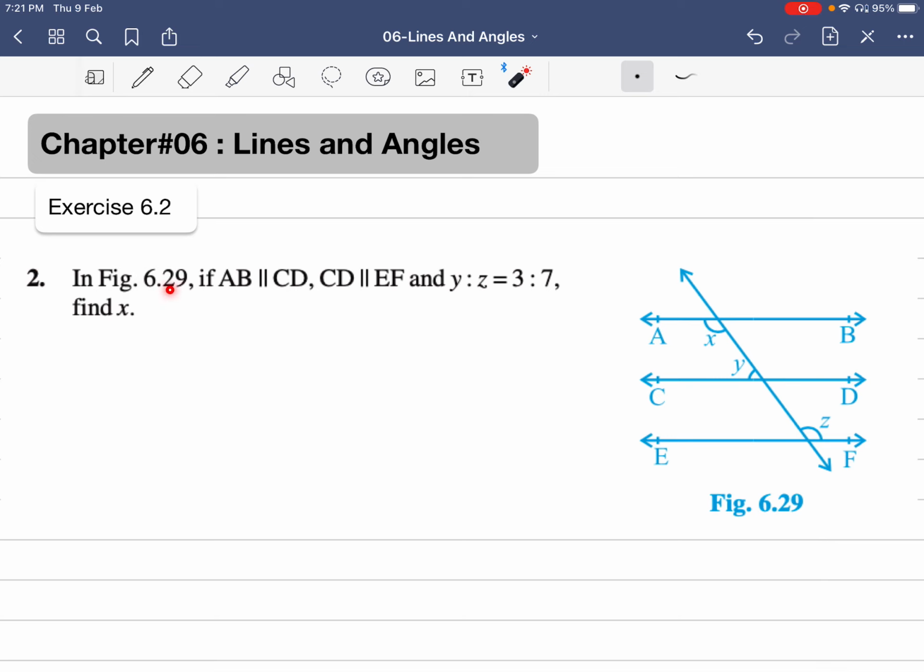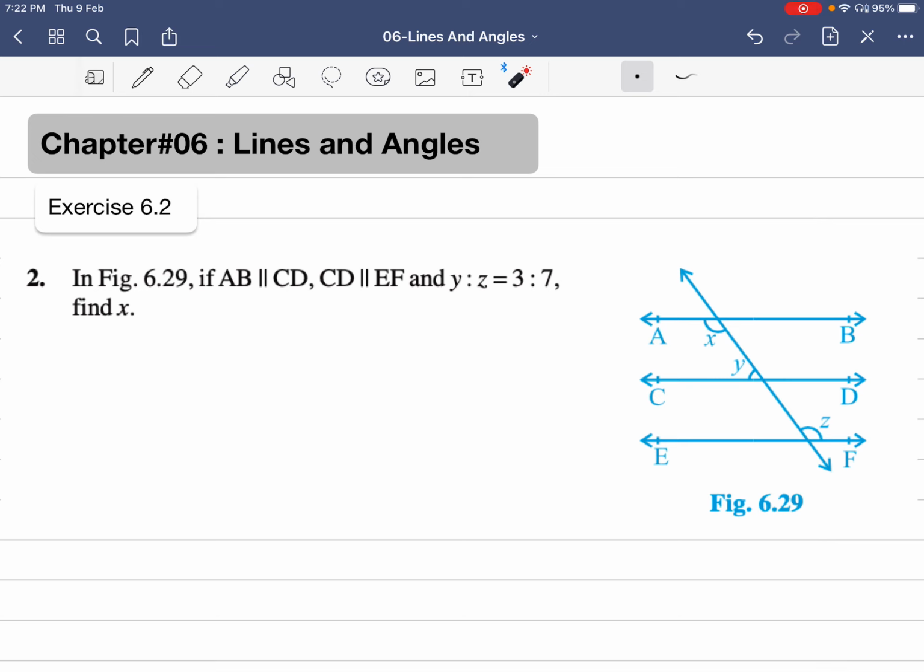In figure 6.29, so this is our figure 6.29, if AB is parallel to CD, so this is AB which is parallel to CD, CD is parallel to EF, so CD is parallel to EF, and y as to z is equal to 3 as to 7. So y is this angle, z is this angle. The ratio of measures of these angles are 3 as to 7. So then find x. So we have to find the value of x.